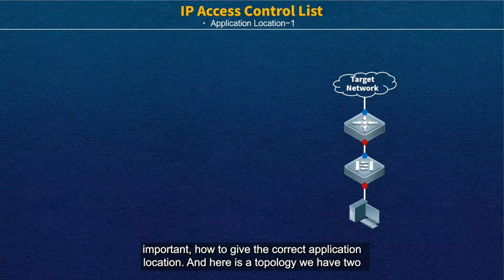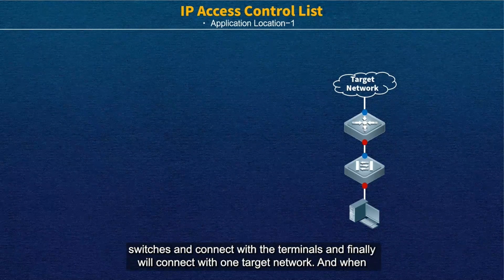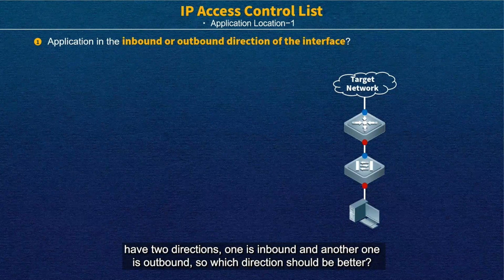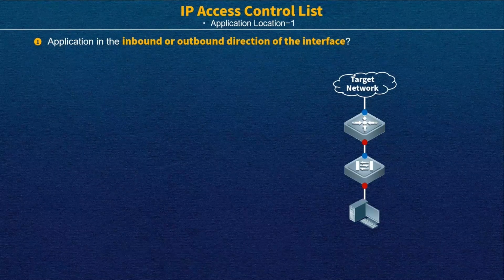Here is the topology. We have two switches connected with the terminal, and finally connected to one target network. When we apply the ACL, for example, we apply it on the interface. But on the interface we have two directions, inbound and outbound. So which direction is better?